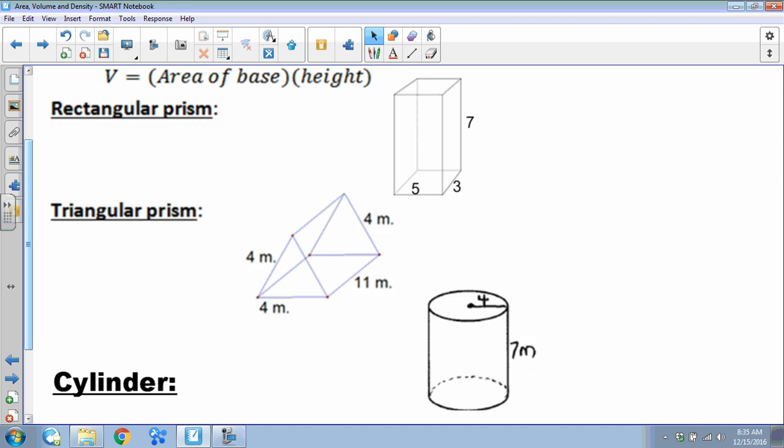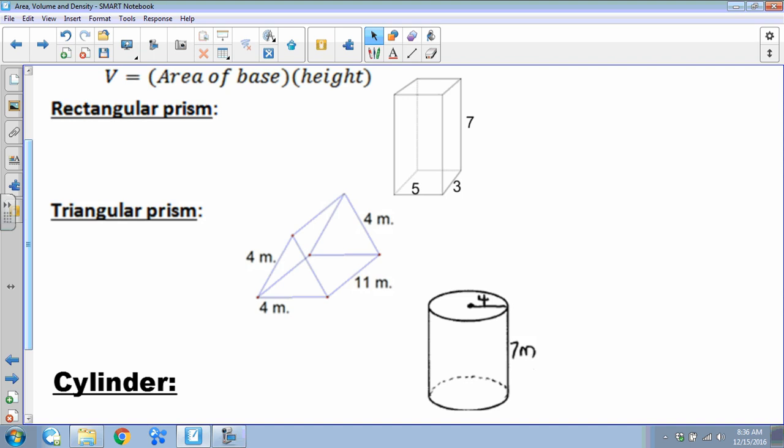So whatever the base is, if the base is a circle, it's pi r squared times the height. If the base is a triangle, it's 1/2 base times height times the height of the prism. If the base is a rectangle, it's length times width times the height of the prism. So area of the base times the height. Everybody with me?